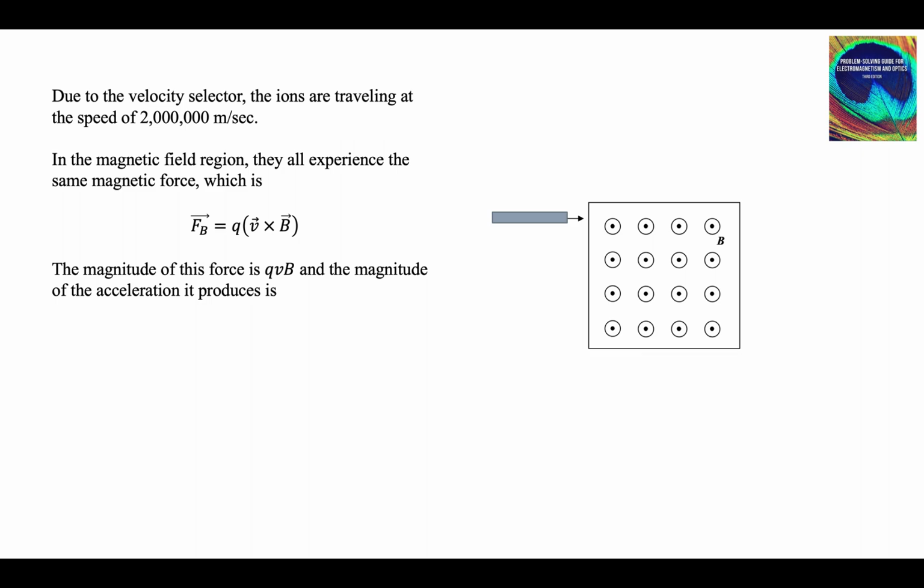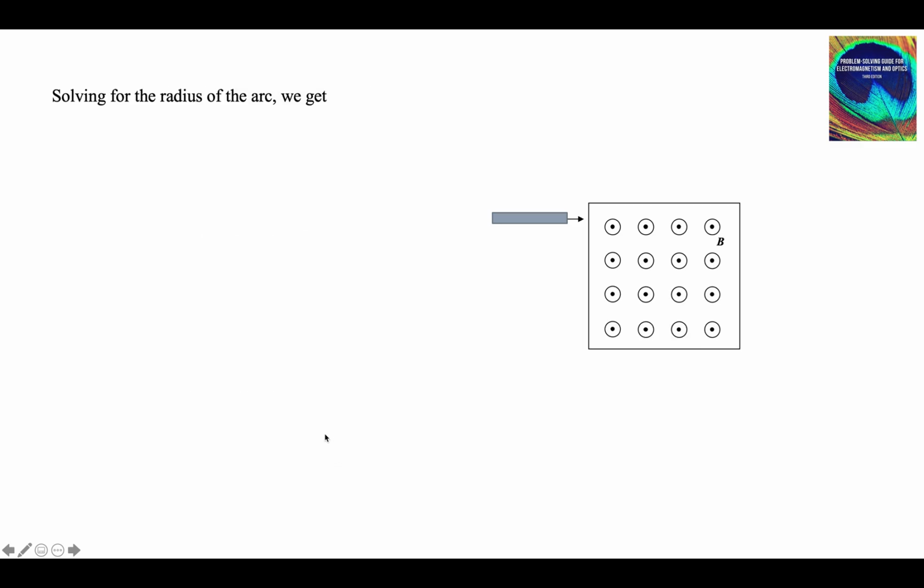The acceleration it produces is v squared over r. It's perpendicular to the direction of the speed. Setting the force equal to ma, the force is qvB, that's ma, and acceleration is v squared over r. We can get the radius of the arc, r. One of the v's cancels, and we get mv over qB. Now we have to calculate the mass of those things.